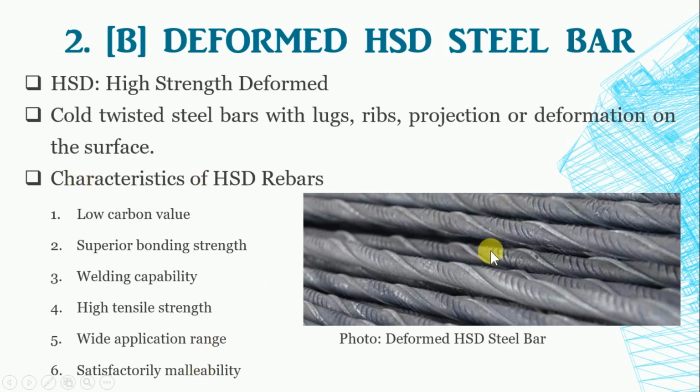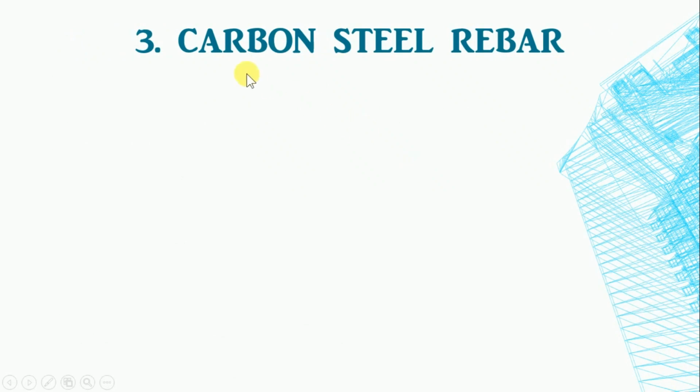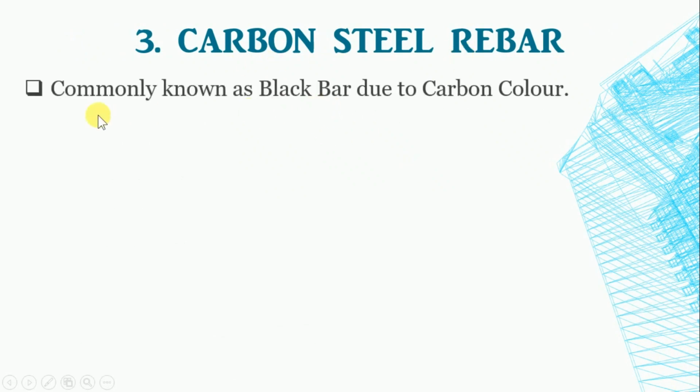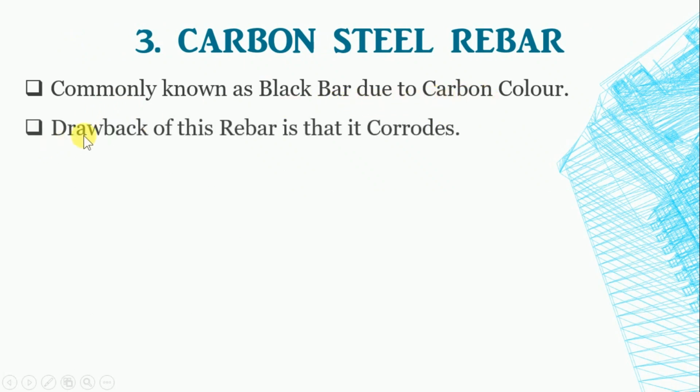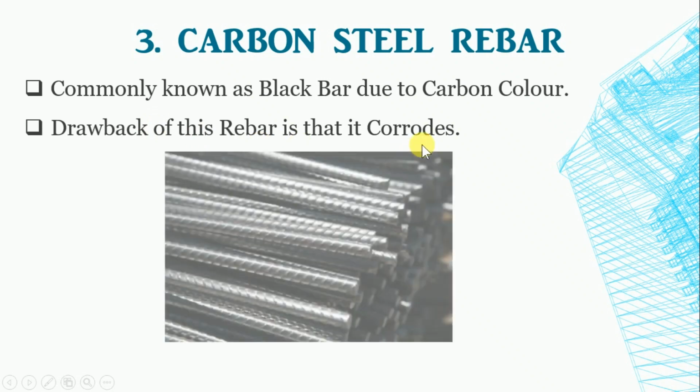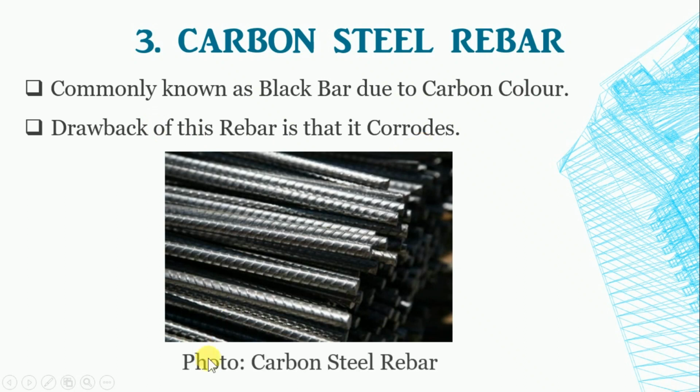Carbon steel rebar. As the name suggests, it is made up of carbon steel and is commonly known as black bar due to the carbon color. The main drawback of this rebar is that it corrodes, which adversely affects the concrete and the structure. The tensile strength ratio coupled with the value makes black bar one of the best choices.